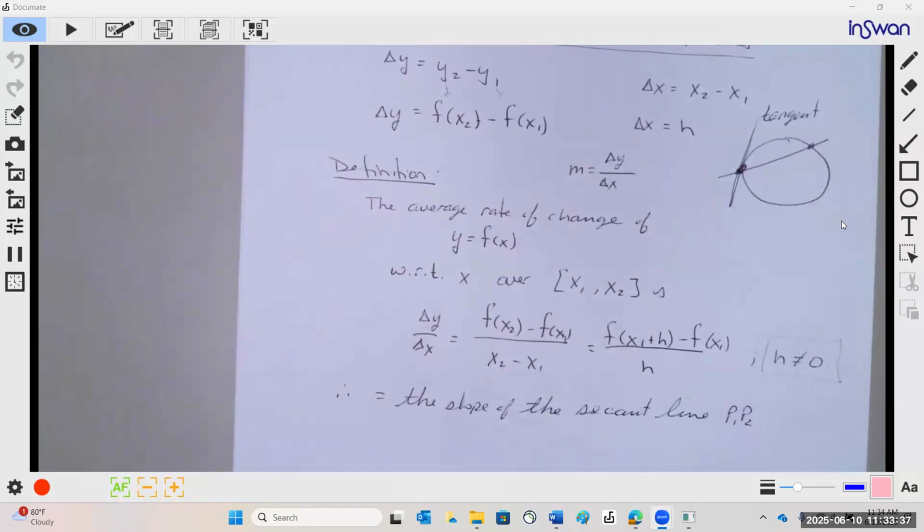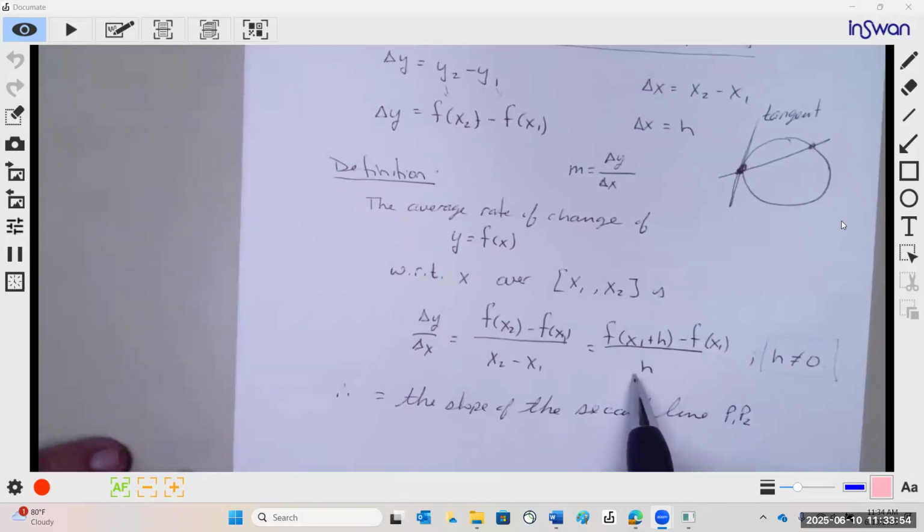But how do we get the instantaneous rate of change? How do you think we can get the instantaneous, from the average rate of change, how do we get the instantaneous rate of change? Not setting h to 0. If we set h equals 0, then we have 0 at the bottom and we fail the basic function of mathematics.